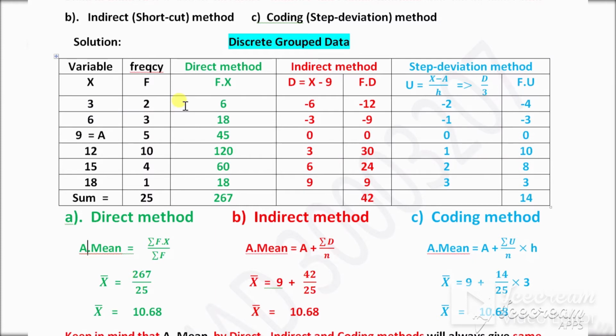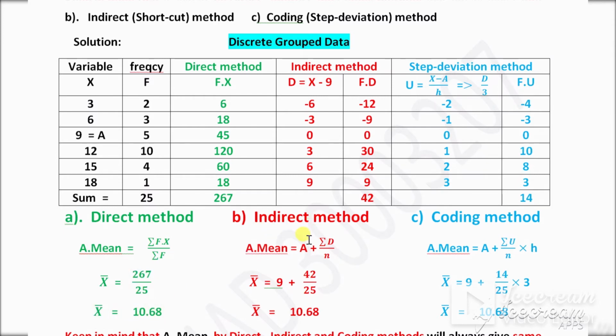So f multiplied with x: 2 times 3 which is 6, 3 times 6 which is 18, 5 times 9 which is 45, 10 times 12 is 120, 4 times 15 is 60, 1 times 18 is 18. Now add these up, summation fx. So 267 is summation fx, and summation f means total of f, which is 25. Summation is always used for total. So divide by 25, we will get x bar equal to 10.68.